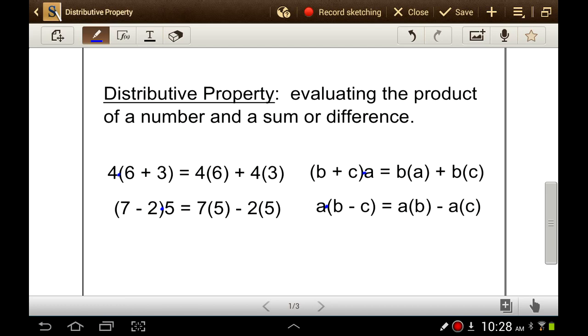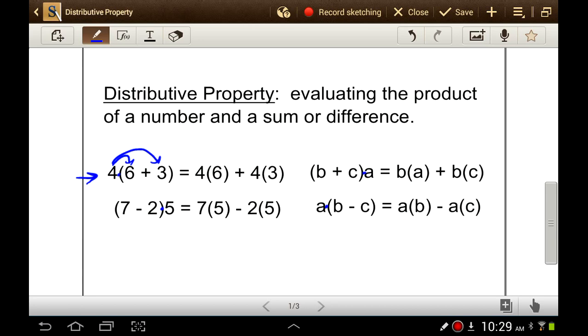So if we look at this first example right here, I'm doing 4 times 6, and then I'm also doing 4 times 3. So I'm not just doing 4 times 6, and then stopping and then doing plus 3, I have to do 4 times the 6 plus 4 times the 3. And that's where the distributive property comes from, because you're distributing the 4 to each number.